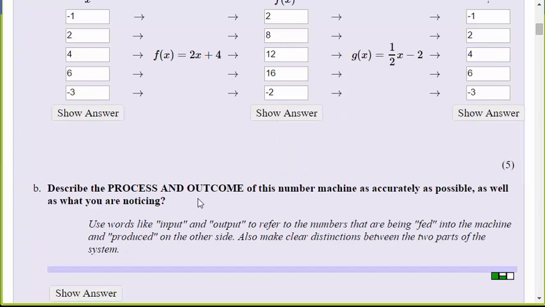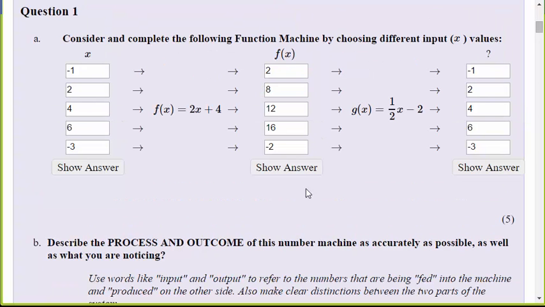Now they say, describe the process and outcome of this number machine as accurately as possible, as well as what you are noticing. Use words like input and output to refer to the numbers being fed into the machine and produced out on the other side. Also make a clear distinction between the two parts of the system. So here's the first part and there's the second part. Who can tell me, what do you notice? It's equal to what you had at the start. Yes, the output is equal to the input. First we have values being put in and producing an output called f(x). If we then use that output and put it into g(x), we have a new output, and that output is equal to the original input.